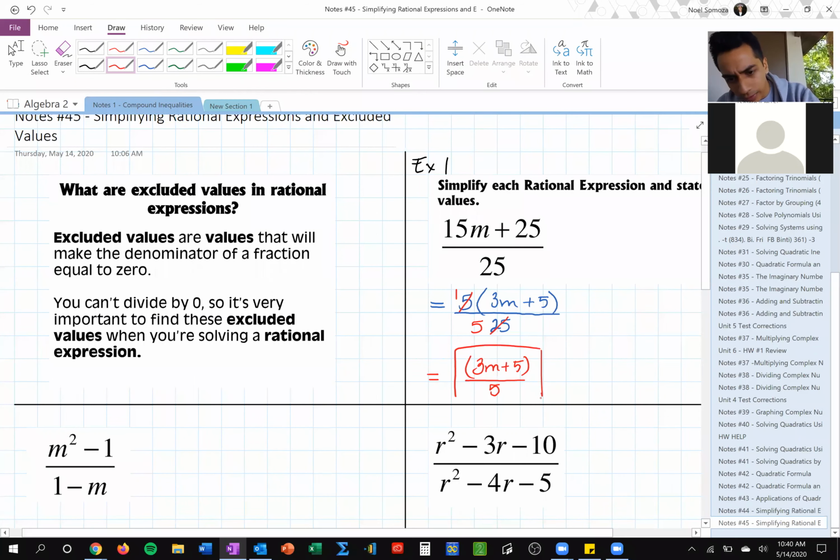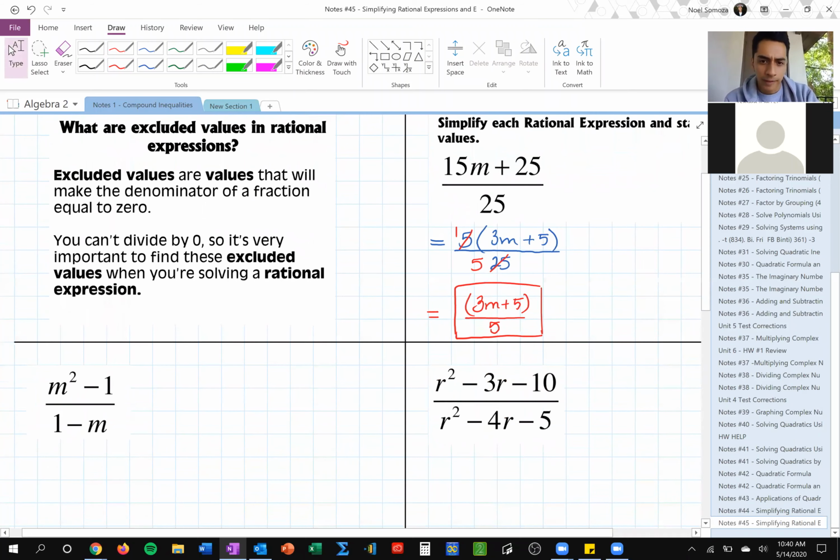And so there is our simplified expression. We can leave it this way. There would be no excluded values in this situation because there's nothing in the denominator that's going to turn that 5 into a 0. You would need a variable there to be able to find an excluded value, but there is no excluded value because it's just a constant, it's just a 5.